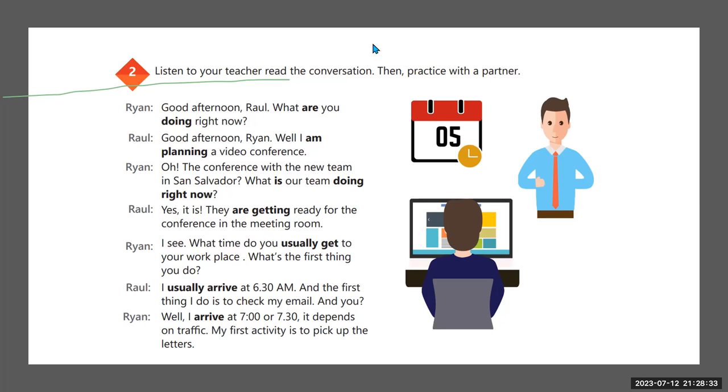Me, teacher. Okay. Okay, good afternoon, Raul. What are you doing right now? Good afternoon, Ryan. Well, I am planning the video conference. Oh, the conference with the new team in San Salvador? What is our team doing right now? Yes, it is. They are getting ready for the conference in the meeting room. I see. What time do you usually get to the workplace? What's the first thing you do?